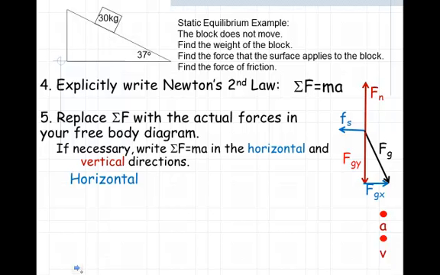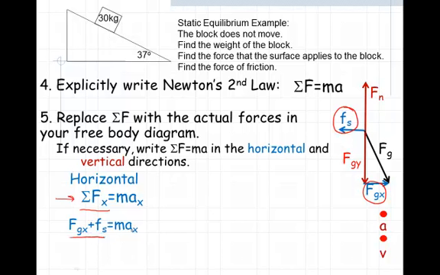In the horizontal, let's look at what forces there are. I color-coded them so that we can tell that these are the two horizontal forces. Here is Newton's second law written out in the horizontal. Let's add up the forces that are in the horizontal. They're Fgx and Fs. That's what Newton's second law says to do. Add them up and set them equal to mass times acceleration. But this acceleration is just in the horizontal direction.